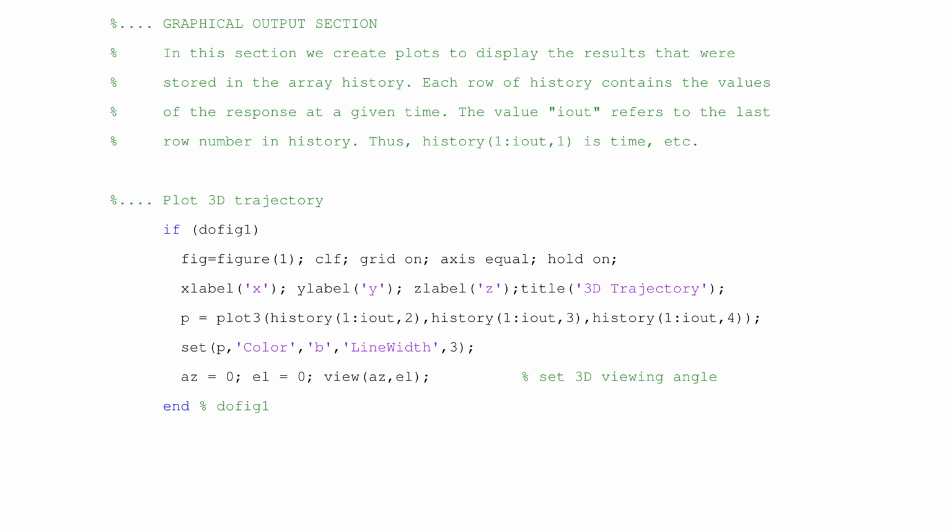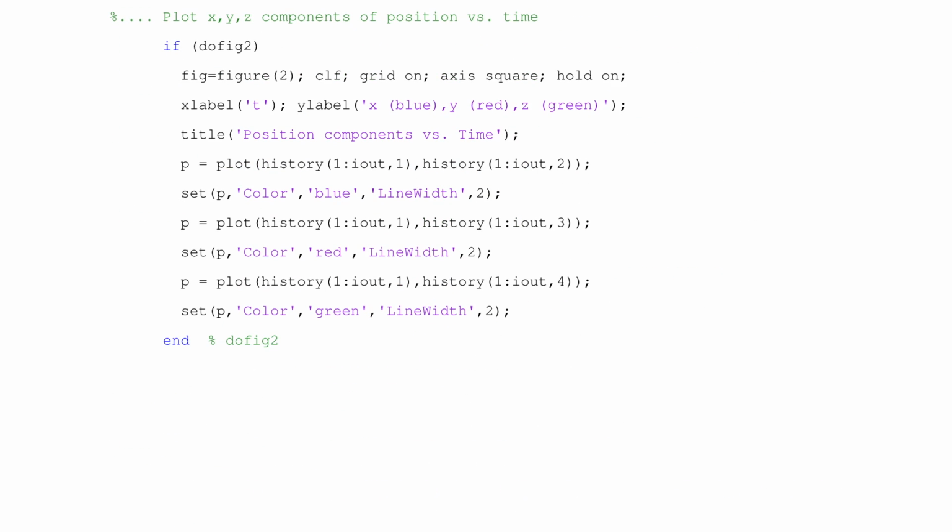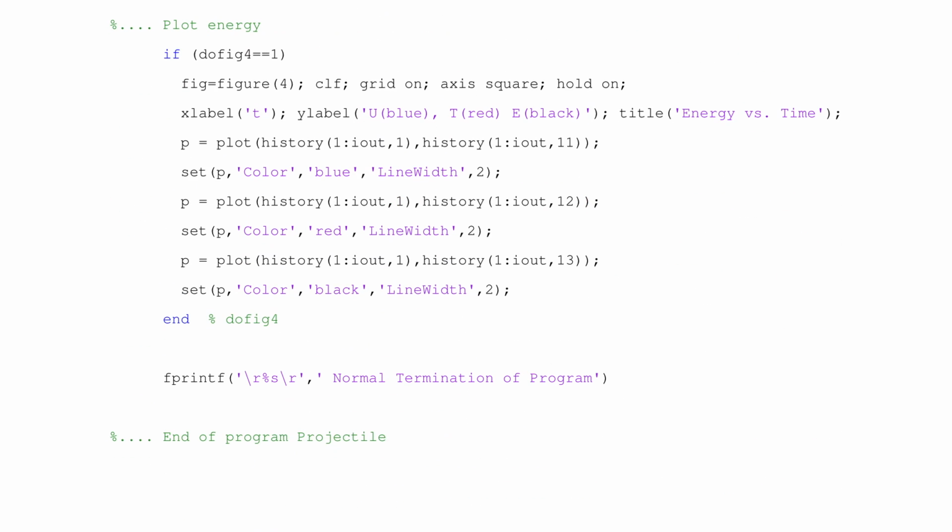And then we have our graphical outputs. So we have our 3D trajectory here, the XYZ components, and then we have our energy. And that's it for this computing project.